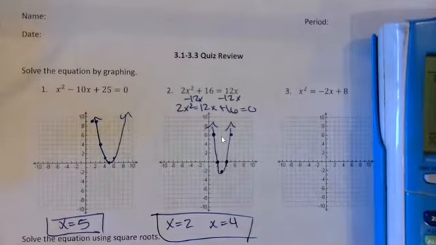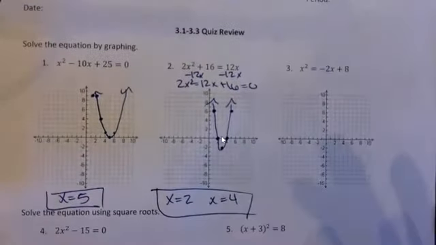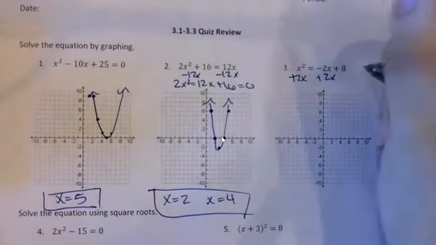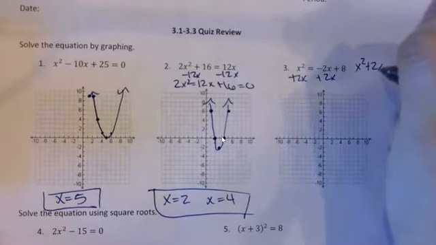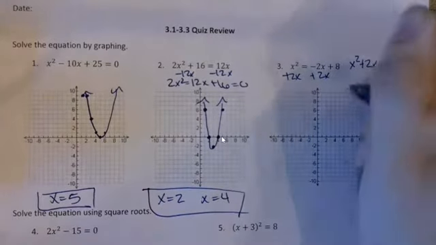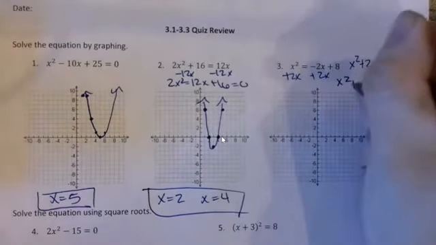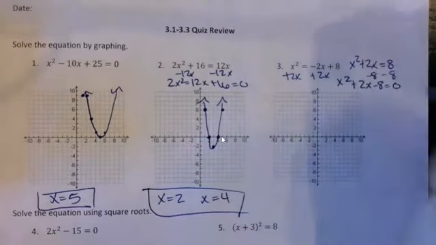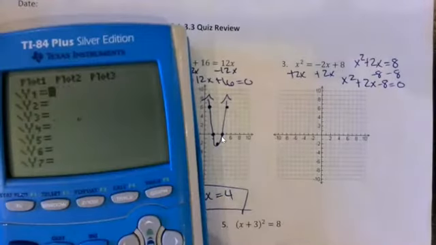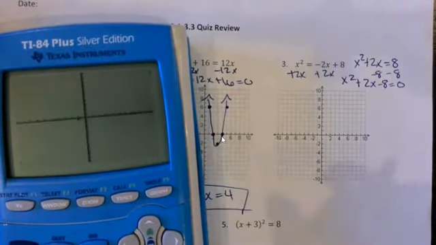Okay. Same thing for number 3. I want to start off by getting it equal to 0. I'm going to add 2x to both sides. I get x squared plus 2x equals 8. Then I want to subtract 8 on both sides, and I get x squared plus 2x minus 8 equals 0. So on my calculator, I want to go to y equals, clear out the equation that is there, and graph this one. I go to graph.